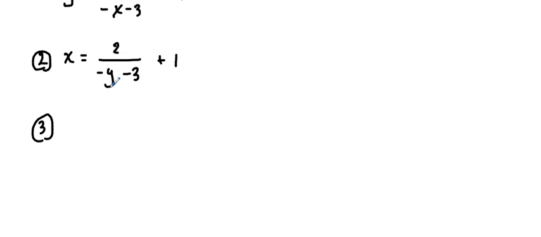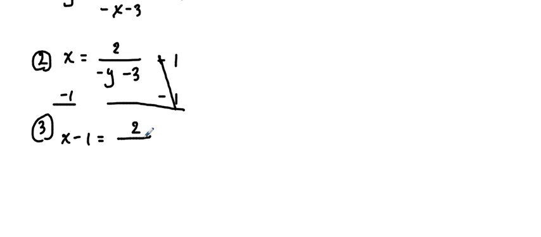But our first step to get the variable y by itself is going to be to subtract 1 from both sides of the equation. On the left side, we are going to have x minus 1. On the right side, positive 1 minus 1 becomes 0. I'm left with 2 over negative y minus 3.